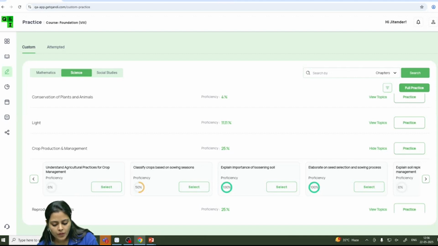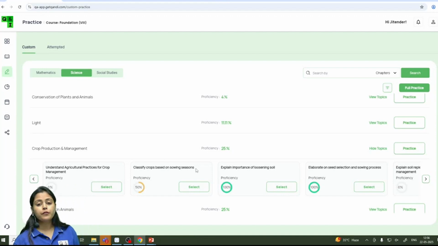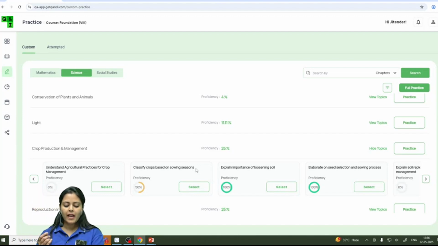So now students, the homework for today's class is that you have to solve questions from the topic understand agricultural practices for crop management. And I hope all of you must have solved the topic classify crops based on sowing seasons. If you have not solved these two topics, we are going to solve them in today's class. Otherwise, even if we don't solve them, please solve these questions on your own for these two topics: classify crops based on sowing seasons, and understand agricultural practices for crop management.